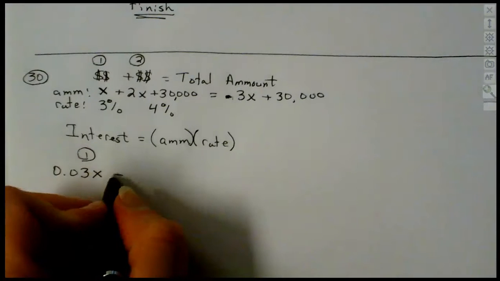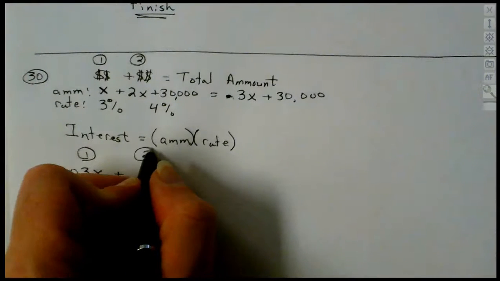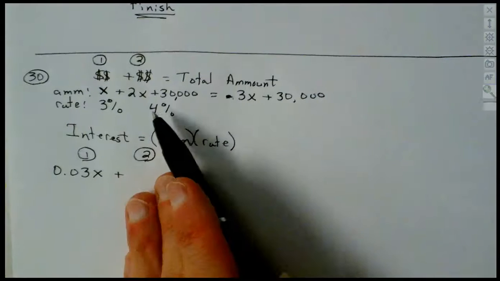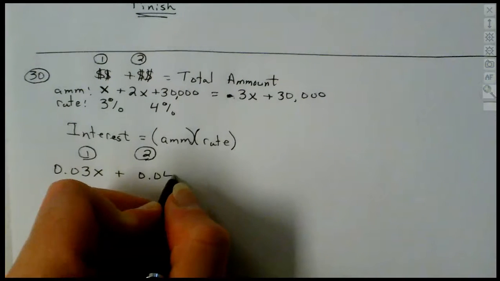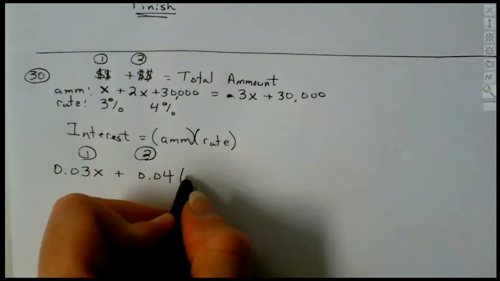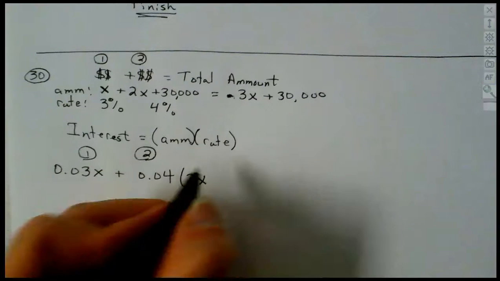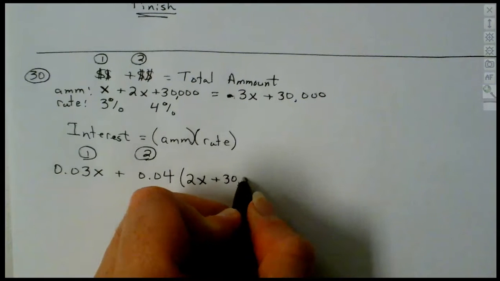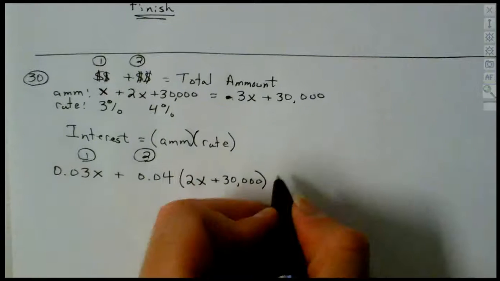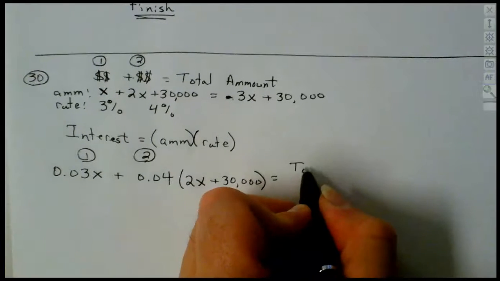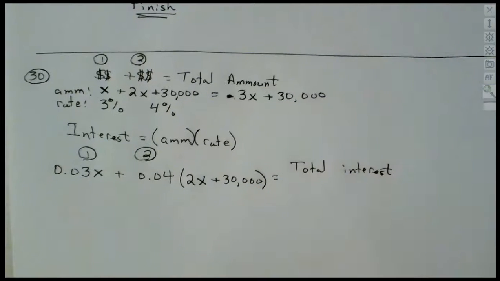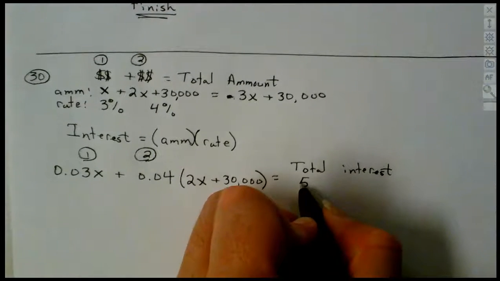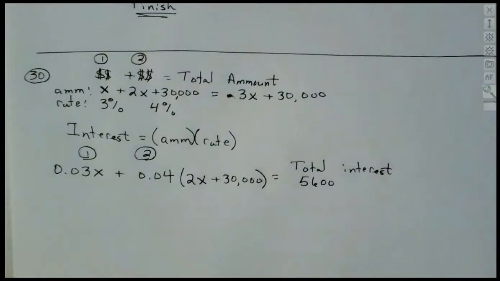Now we repeat the process again for our second one. Percentage rate is 4%. So 0.04. How much is in there? 2x plus your 30,000. Those go together and give you a total interest. And from the question, it tells you that that total interest is $5,600.